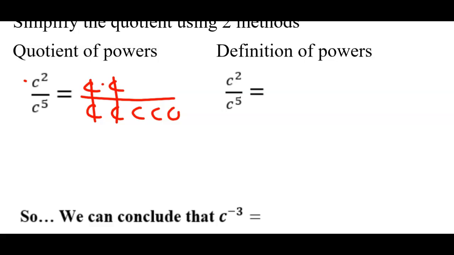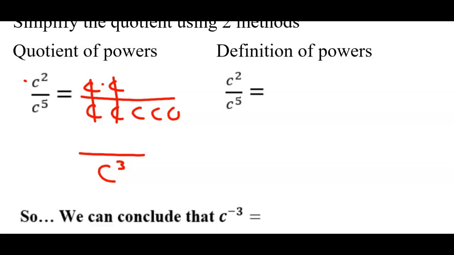Where do my C's end up in this fraction? Where do they end up? Look at the screen. Under, in the bottom, right? How many of them are there? What would I write? C to the 3.